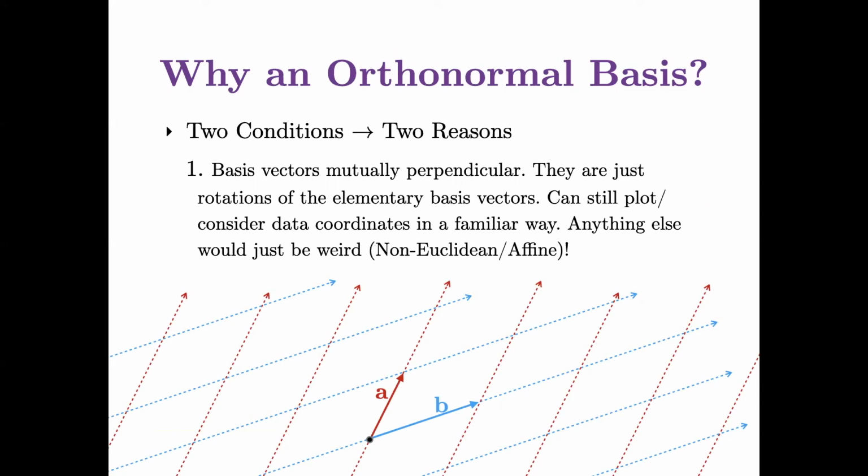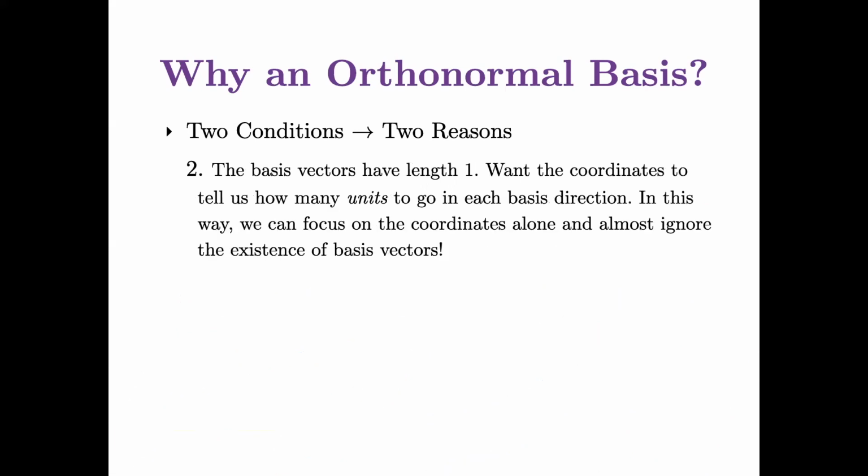This is what a coordinate grid would look like if we didn't have perpendicular basis vectors. It would probably be a little odd to plot points along such a grid and try to draw conclusions. The second condition is that the basis vectors have length 1. So we want the coordinates to tell us how many units to go in each basis direction. In this way, we can focus on the coordinates alone and almost ignore the existence of basis vectors entirely.